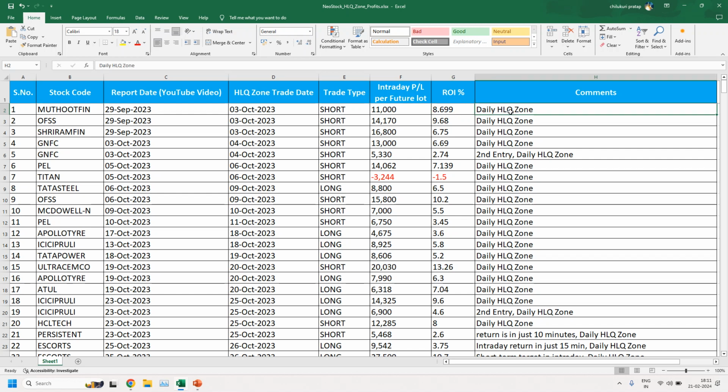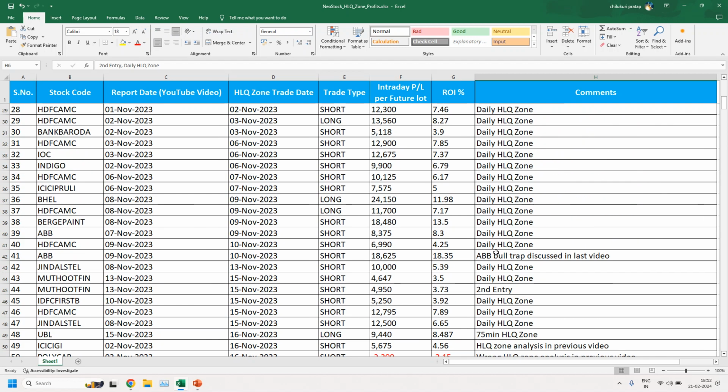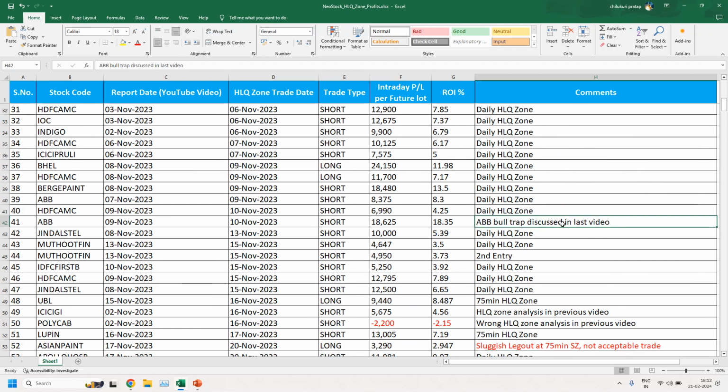And in the comment section I added in which zone, is it daily zone or is it 75-minute zone. Sometimes we got second entry, is it second entry. Sometimes we may get bull trap or bear trap related. Those details also, see here ABB bull trap.